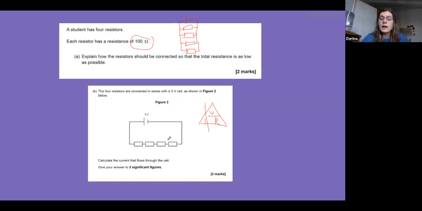So in the series circuit, we actually do know how to add together resistances. So now we're just doing 100 plus 100 plus 100 plus 100 to calculate the total resistance. So that would be obviously 400.